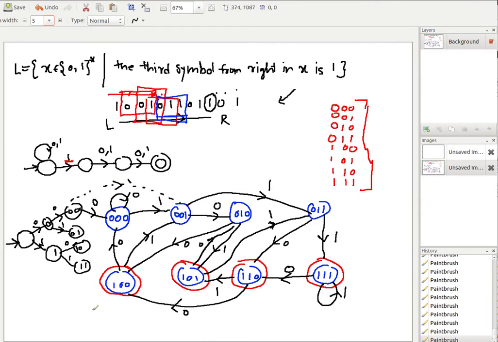So I am not drawing the rest of the things. I think you can link up. So many different states have been created. So this part is just to tackle the initial strings.